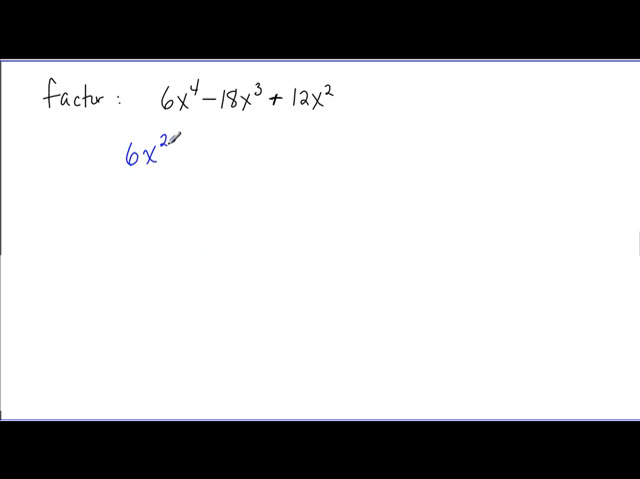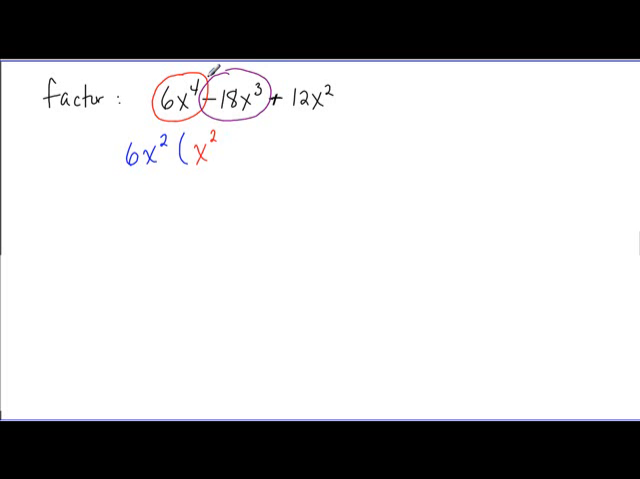Now, the way I think about finishing this problem is I'm going to take each term, and I'm going to start by looking at 6x to the fourth power. And I'm going to think about dividing 6x to the fourth power by 6x squared. 6 divides into 6 once. X squared divides into x to the fourth, x squared times. And then I look at the next term and I go through the same things.